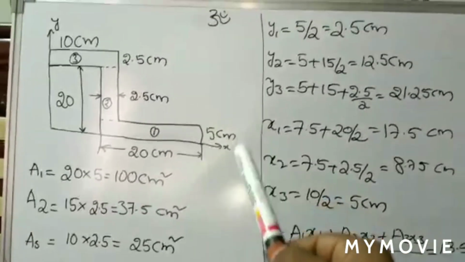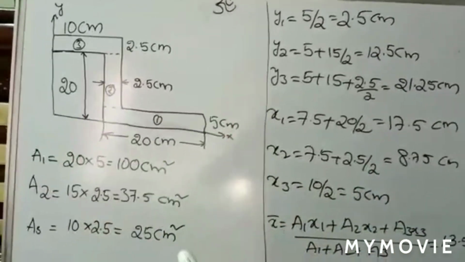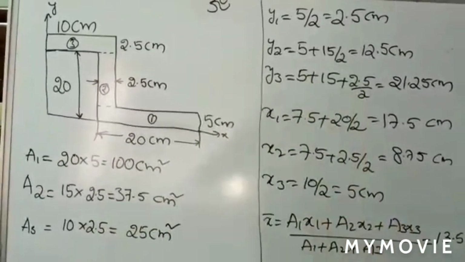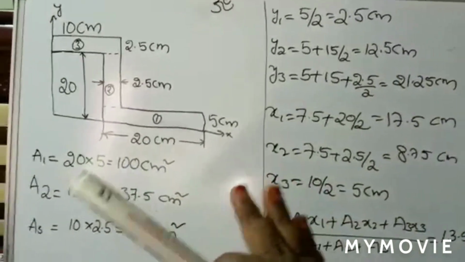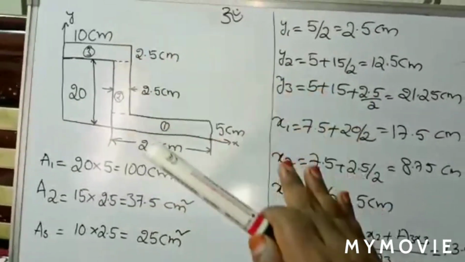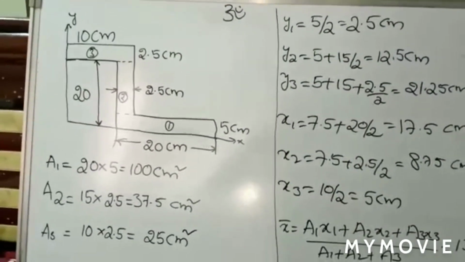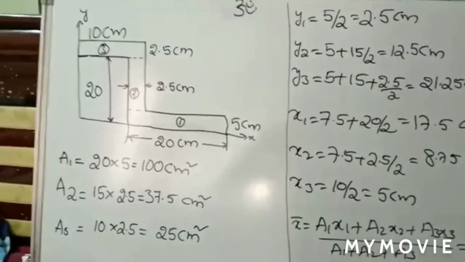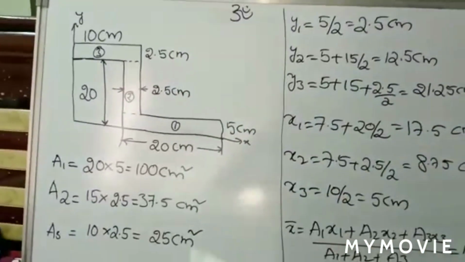Now we are able to find the centroid with respect to the x-axis and with respect to the y-axis. Both centroids are very important. For this problem, because it is an unsymmetric section, you have to find the centroid with respect to the x-axis and the centroid with respect to the y-axis. Now we move step by step. First, calculate the areas A1, A2, A3.